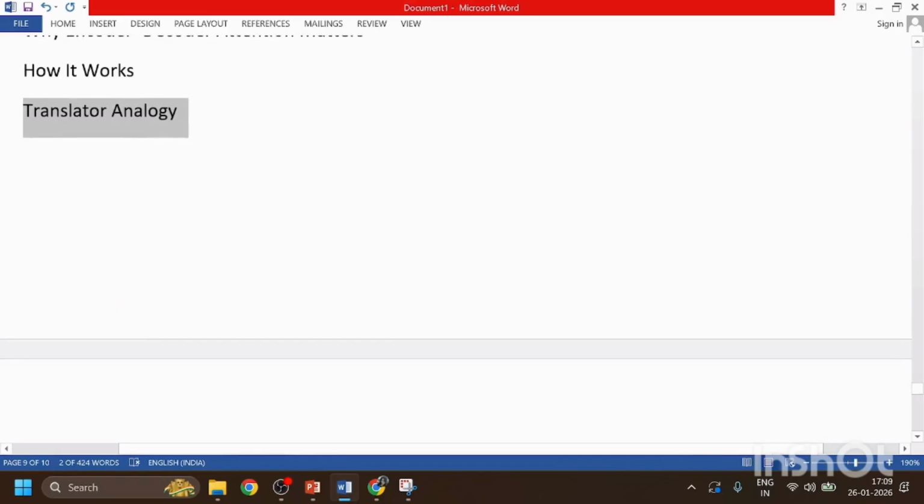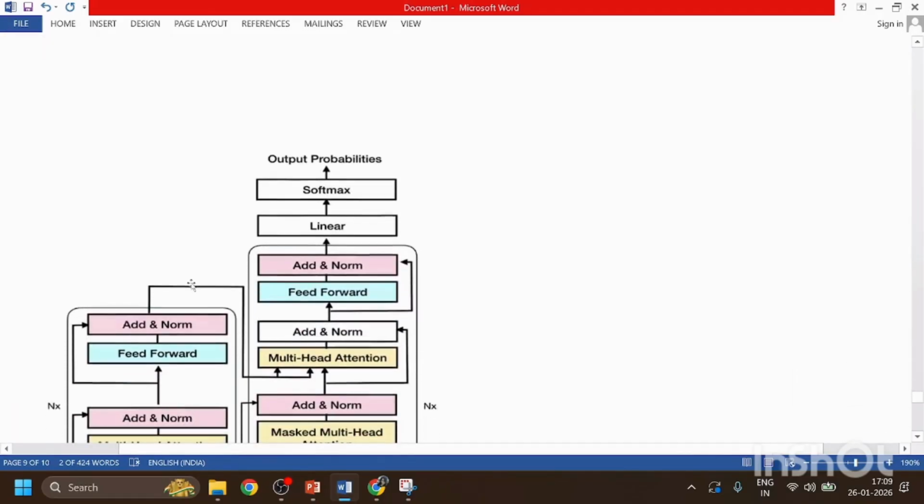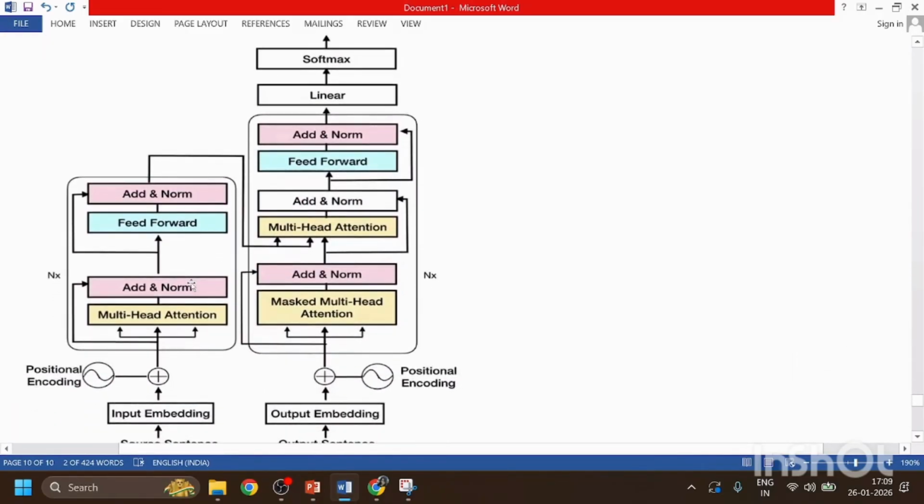Translator analogy. Think of a human translator. They read the full sentence first, and then they translate word by word. At each step they look back at the original sentence. That's exactly what the decoder does with the encoder.